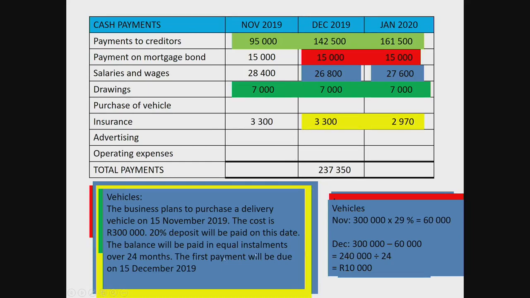Then for December, it says the balance will be paid in equal installments over 24 months. So what's the balance? 240 divided by 24 gives you 10,000. So the deposit will go in November. And then in December will be a 10,000, and in January will be a 10,000. So that will be the figures.